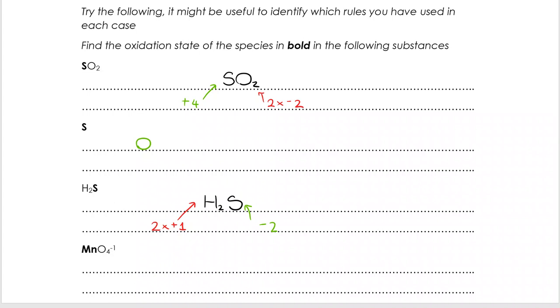And MnO4 -1. So for the MnO4 -1, we have a few things to consider. In the first instance, we know that we have got 4 oxygens, each with an oxidation state of -2. That's a total of -8. Now to get to -1, which is the charge on the complex ion, the manganese must be +7. So let's try some more.